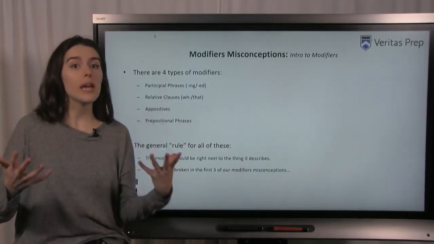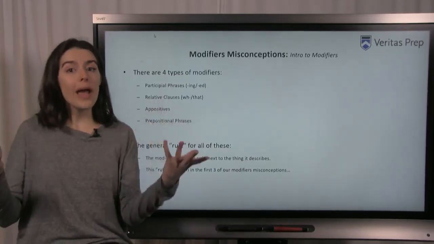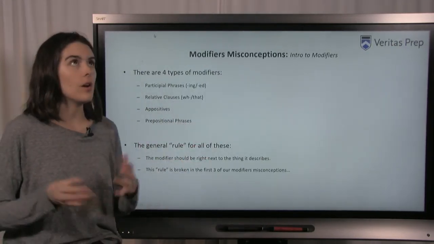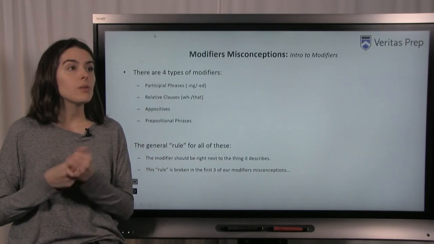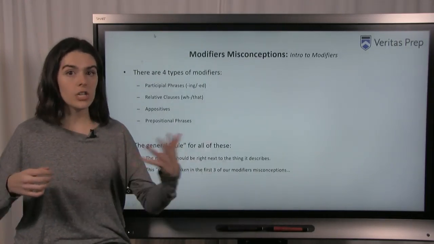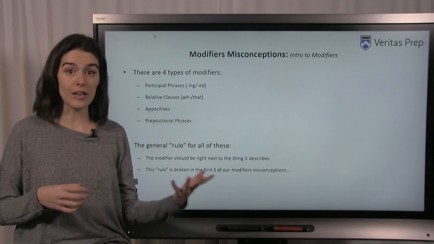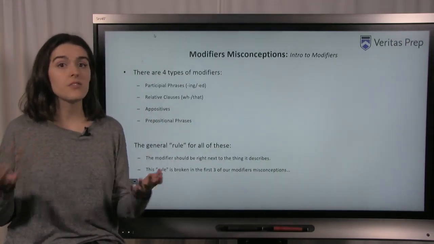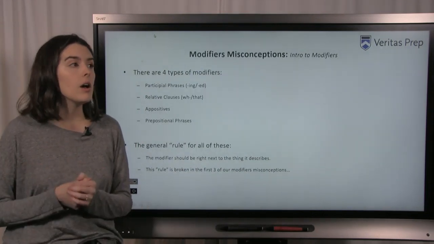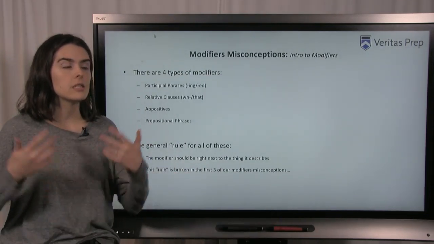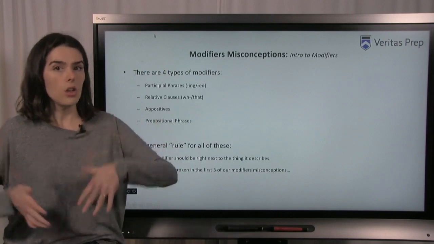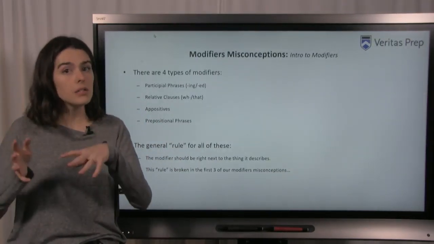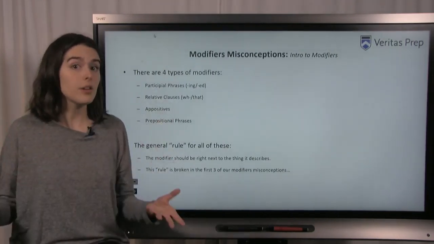All right, our relative clauses, those are our WHs and that. So that's going to be which, who, where, when, that sort of thing. So an example, the party will be at my house, which is painted blue. Relative clause. Appositives are noun phrases that redefine a noun. So for instance, my brother, Logan, is in college. So there, Logan is an appositive describing who my brother is.